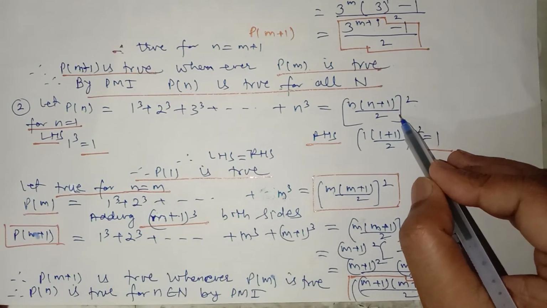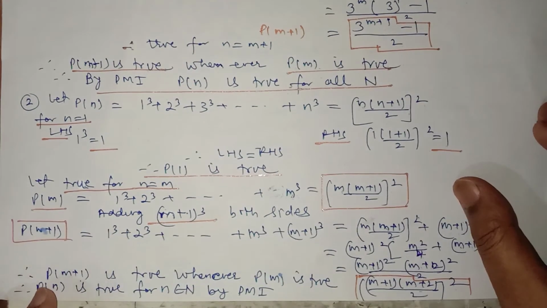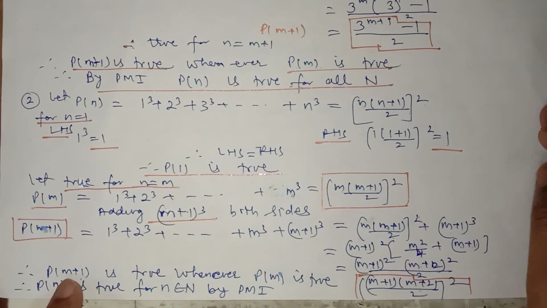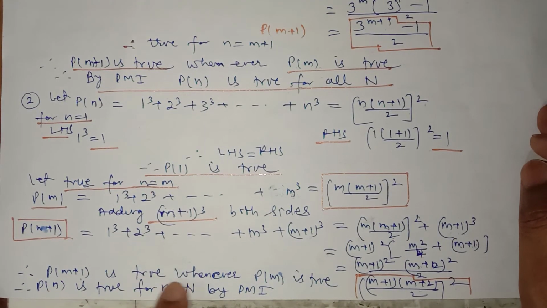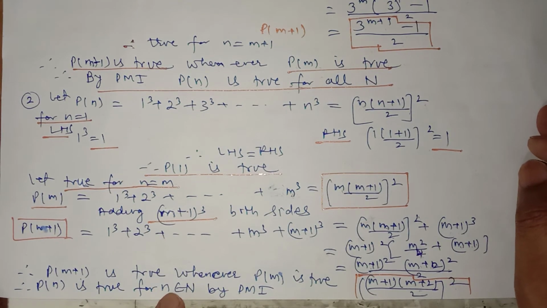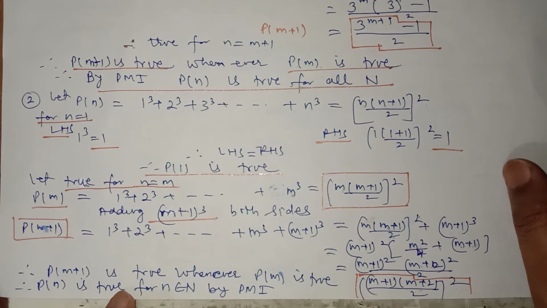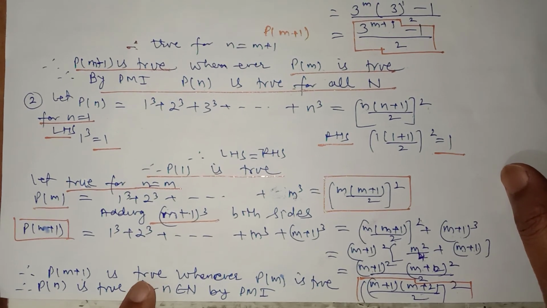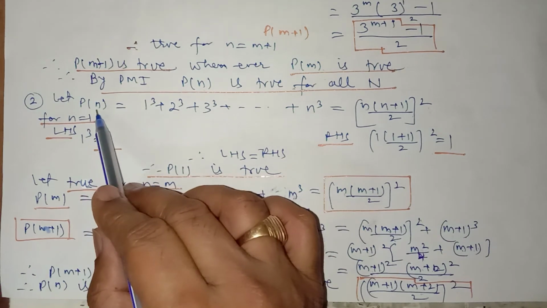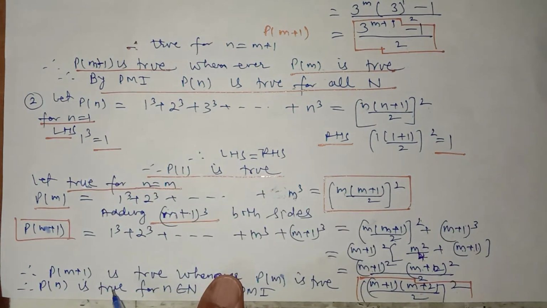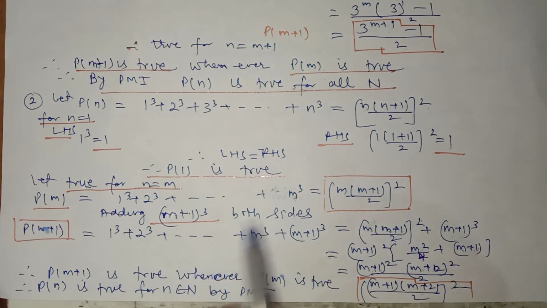So this is the method, as usual. In the last you have to write that therefore Pm plus 1 is true whenever Pm is true, therefore by PMI Pn is true for all natural numbers. You have to write these two statements in all the questions. So do these two questions very carefully, and almost all the questions you have to do like this. The starting should be fixed, and the end of all the questions is also fixed.